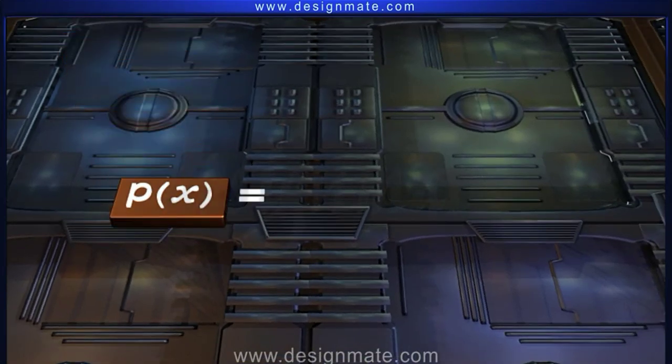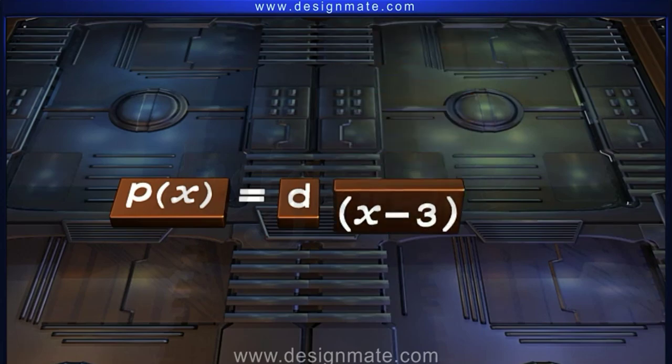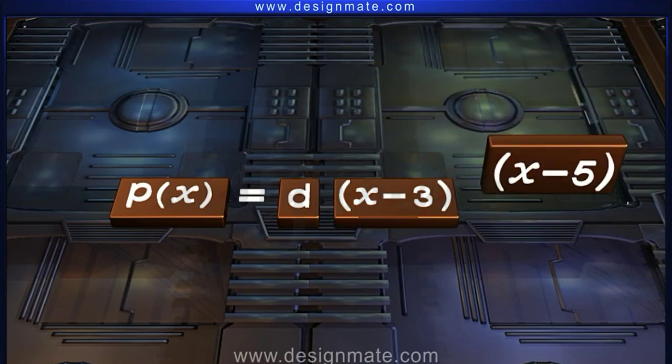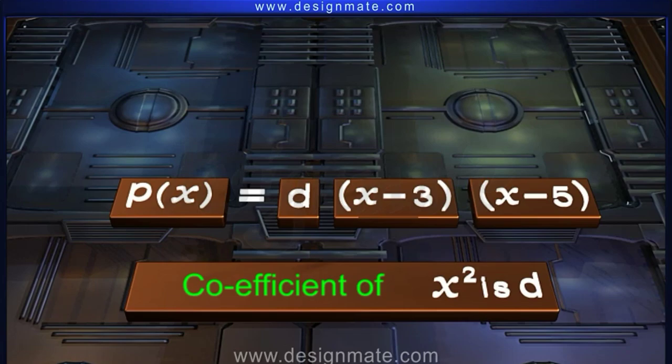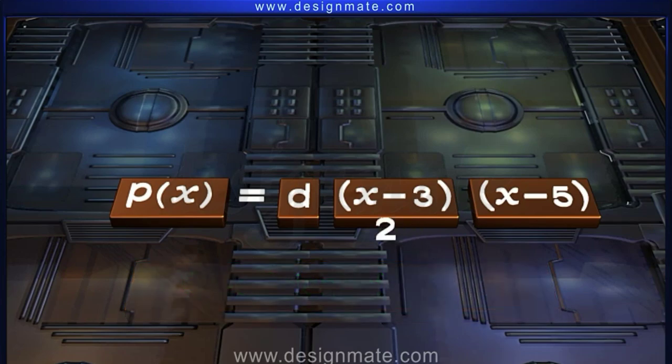p(x) = d(x - 3)(x - 5). The coefficient of x square is d. Therefore, d = 2. Hence, p(x) = 2(x - 3)(x - 5).